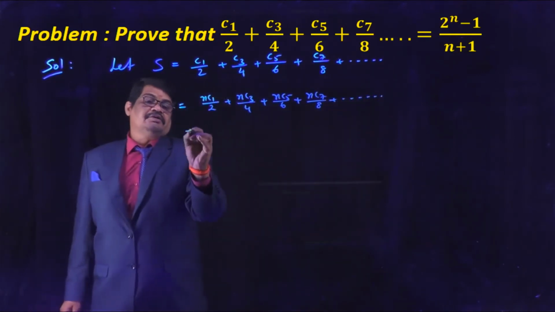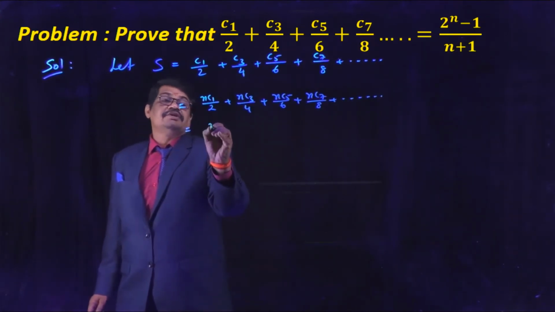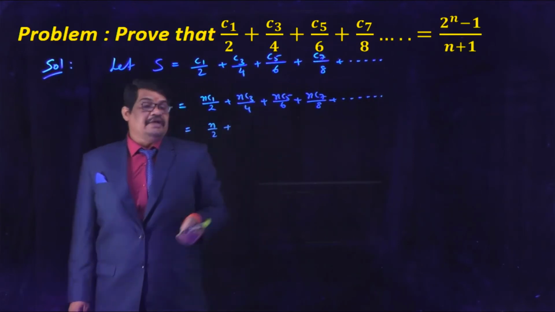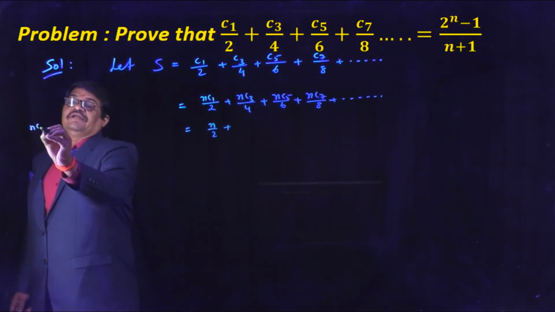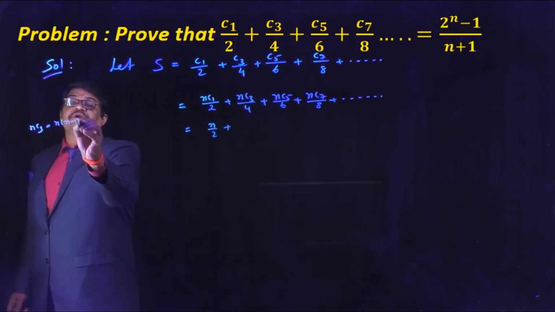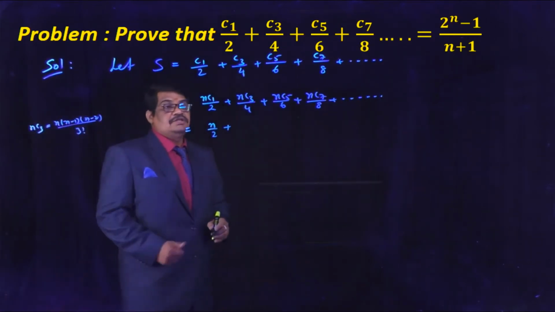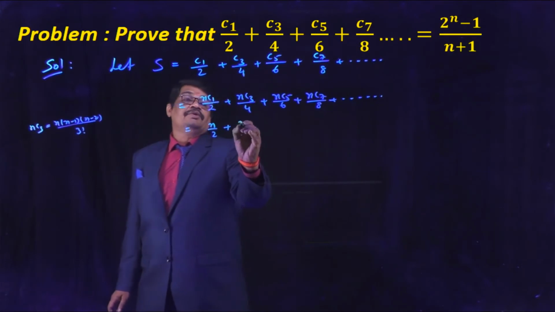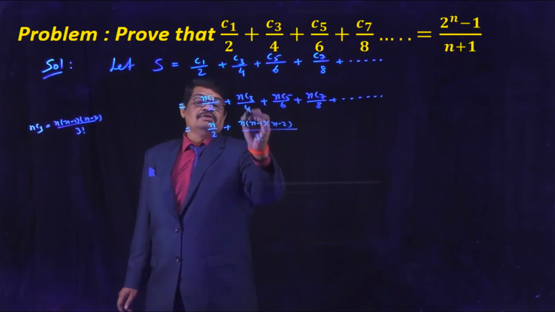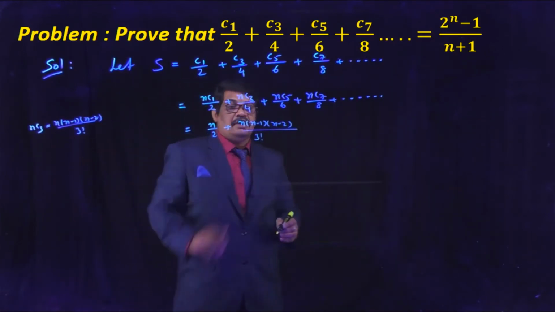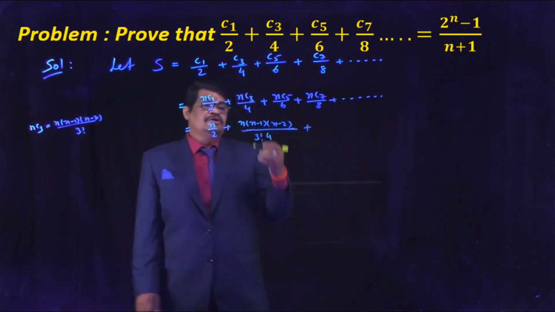Now we write the values of nC1. What is nC1? By the nCr formula, nC1 is n by 2. What is nC3? By the nCr formula, nC3 is n into n minus 1 into n minus 2 by 3 factorial. That is nC3, and 3 factorial becomes the denominator, into 4. That is the value.